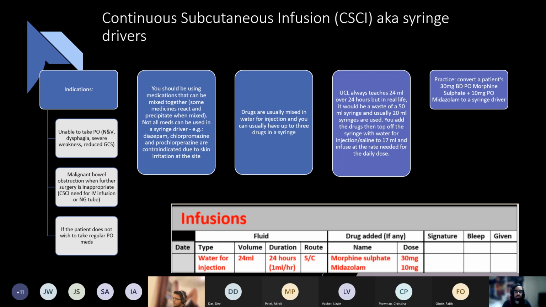Some of you might have gotten a bit further than others. Just to start off with, what section of a drug chart do you reckon syringe drivers go in? There's two correct answers. There's a correct answer for UCL exams on our terrible prescription chart, and there's a correct answer for real life.